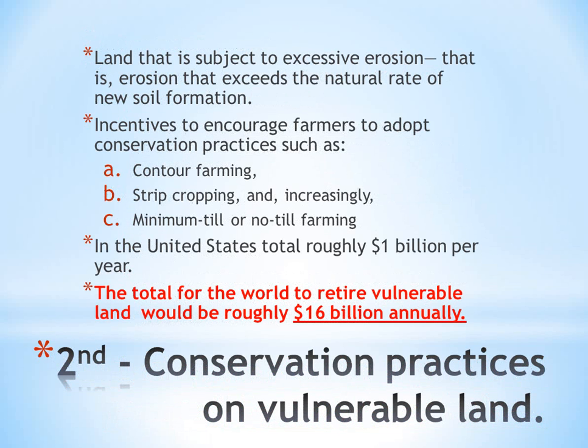Second, conservation practices on vulnerable land that is subject to excessive erosion, that is, erosion that exceeds the natural rate of new soil formation. Incentives to encourage farmers to adopt conservation practices such as contour farming, strip cropping, and, increasingly, minimum till or no-till farming in the United States total roughly $1 billion per year. The total for the world to retire vulnerable land would be roughly $16 billion annually.